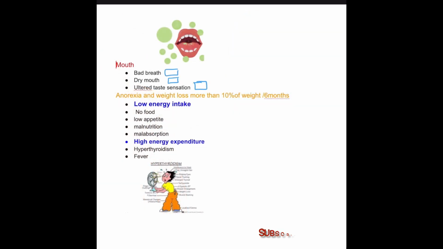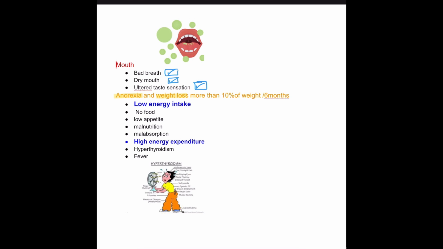Starting from the mouth, you need to ask your patient if they have noticed any bad breath, dry mouth, or altered sensation in tasting. Another common symptom is anorexia, which is losing your appetite for food. This usually comes with weight loss. If the patient is losing less than 3 kilos over 6 months, you do not need to worry. Always refer to the records of the weight to compare the patient's weight.